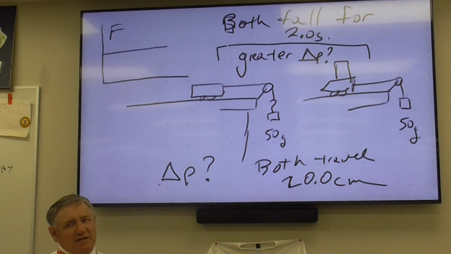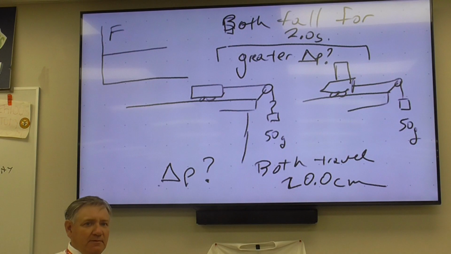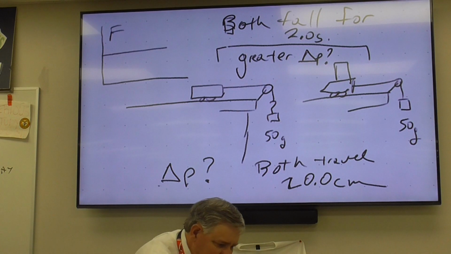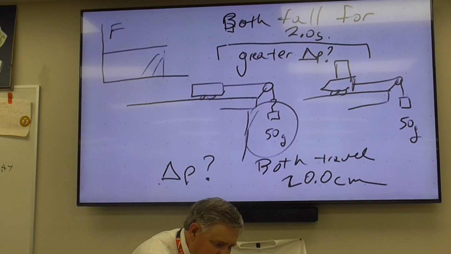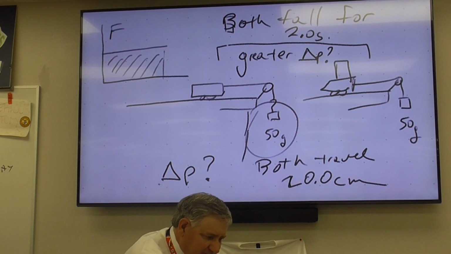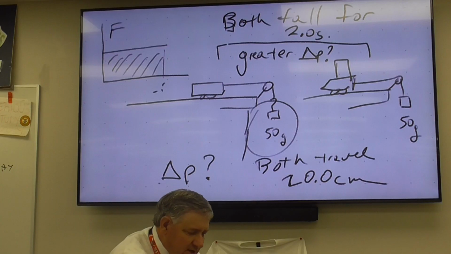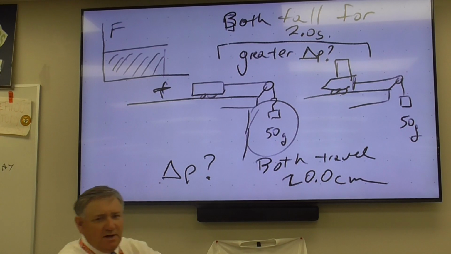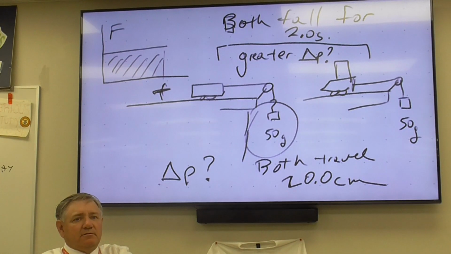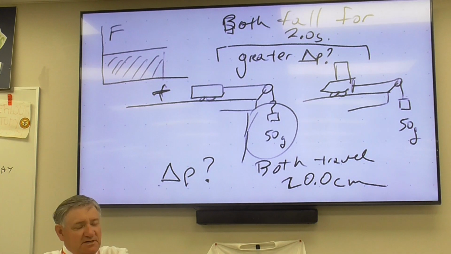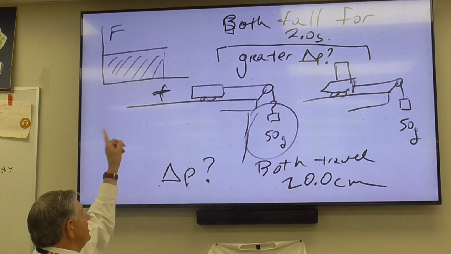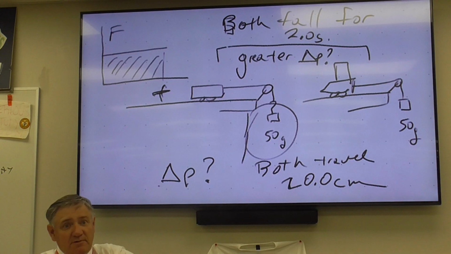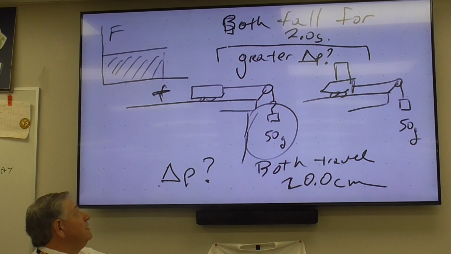Would they both have the same amount of force acting on them? Yes. So they're both going to have the same amount of force acting over the same amount of time. So what does the area underneath a force-time graph give you? The change in momentum. Not momentum, change in momentum. So is the area going to be the same for both of them? Yes, so they're both going to undergo the same change in momentum.